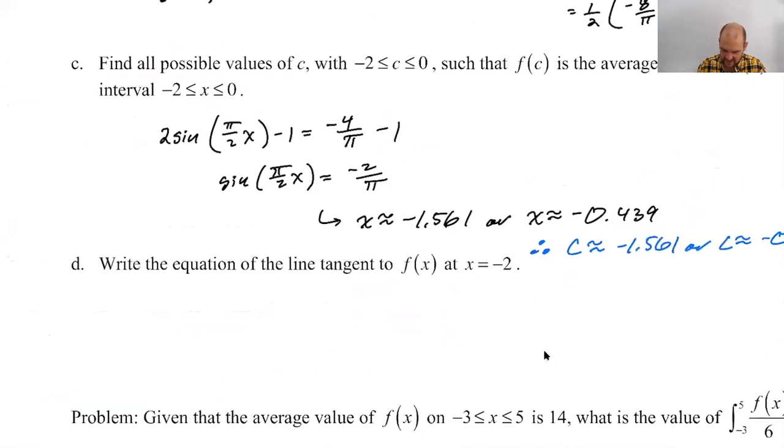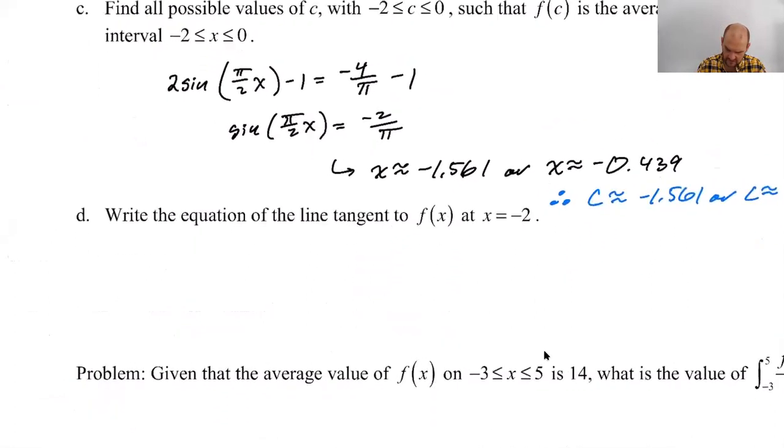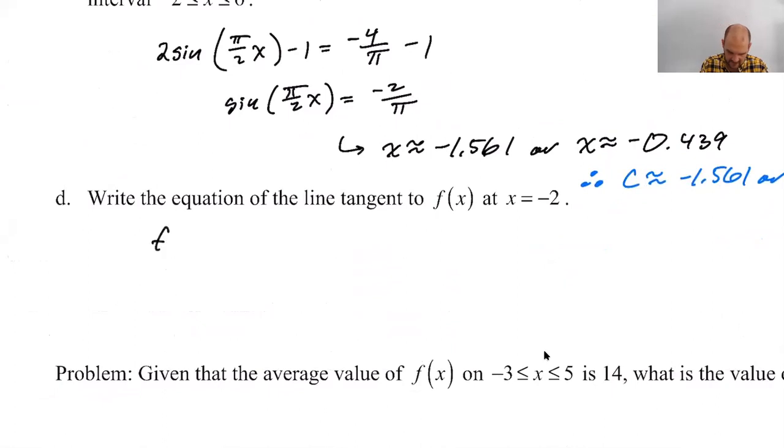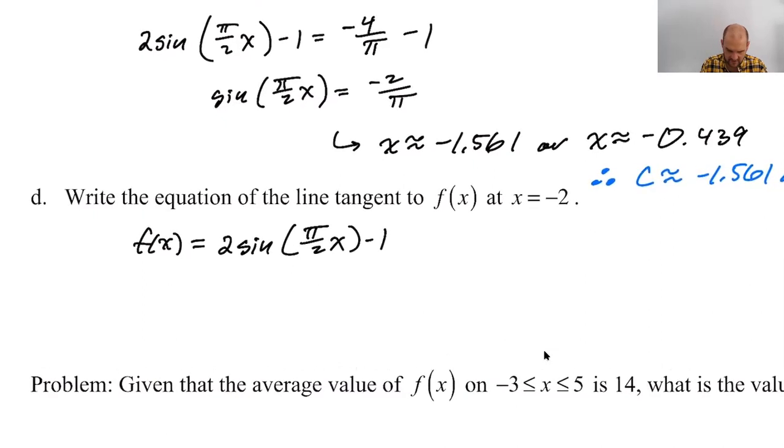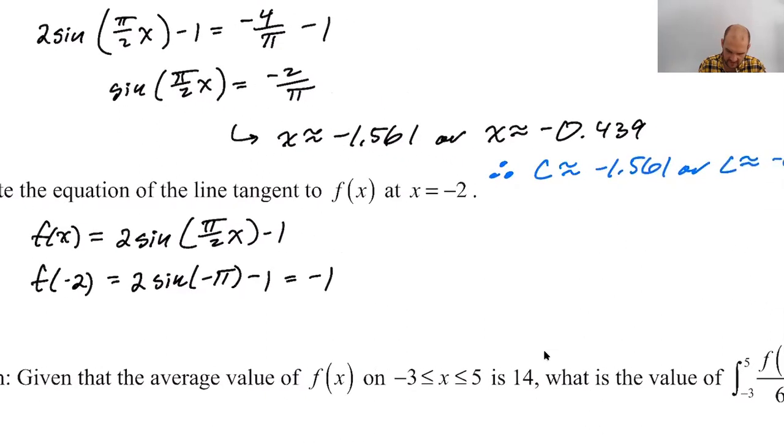Write the equation of the line tangent at x equals -2. So f of x is a pain in the neck, and I keep needing it. I should have just copied and pasted it into each part of the problem because we've needed it everywhere. So f of -2 is 2 times the sine of negative pi, minus 1. The sine of pi is 0, so negative 1. Also, I could have just looked at the graph. That probably would have been a good idea.